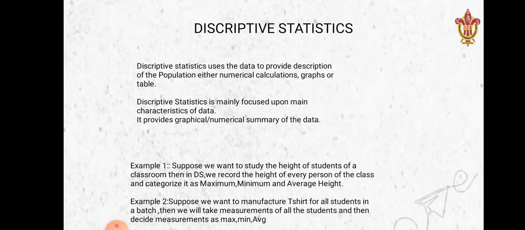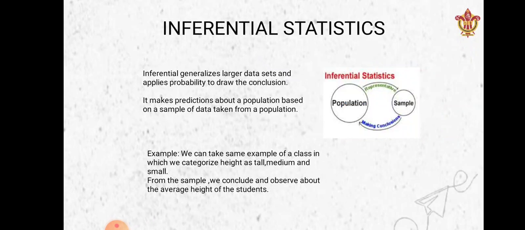Considering a second example, suppose we need to manufacture t-shirts for all 30 students present in my class or in a batch. If we need to describe it using descriptive statistics, we may take measurements of all the 30 students and then summarize the measurements as maximum, minimum and average value. That is, what is the maximum size of the t-shirt, what will be the minimum size of the t-shirt, and what is the average size, right?